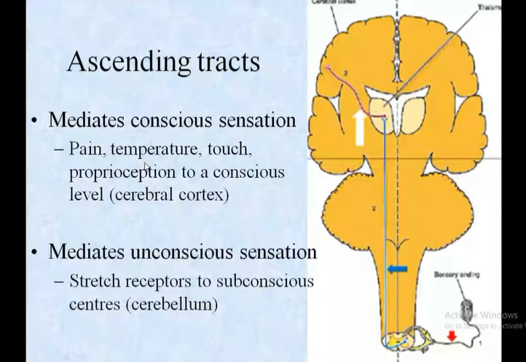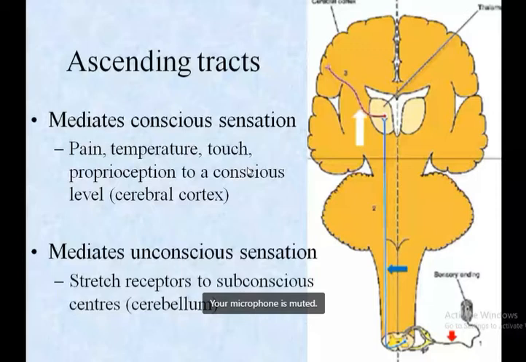While for unconscious sensation, unconsciously also we maintain our posture. Unconsciously also we maintain our balance. Such unconscious sensation, which is carried by the stretch receptors of the muscles, is carried up to the cerebellum, which is known as the subconscious center, and the cerebrum is known as the conscious center of the controlling mechanism. So ascending tracts mediate both conscious and unconscious sensation to either the cerebrum or the cerebellum.